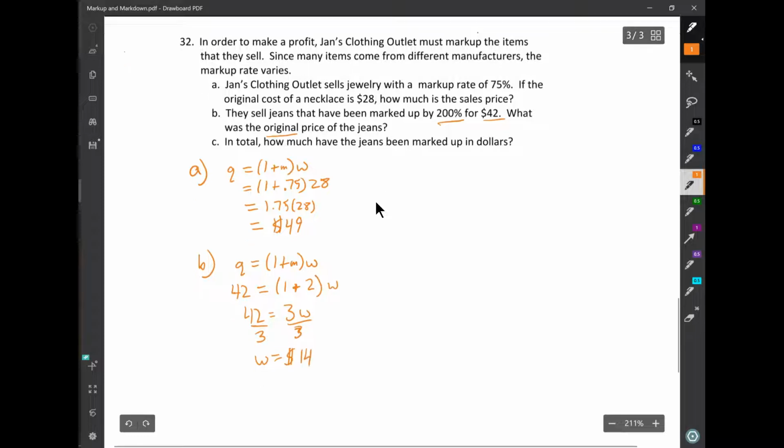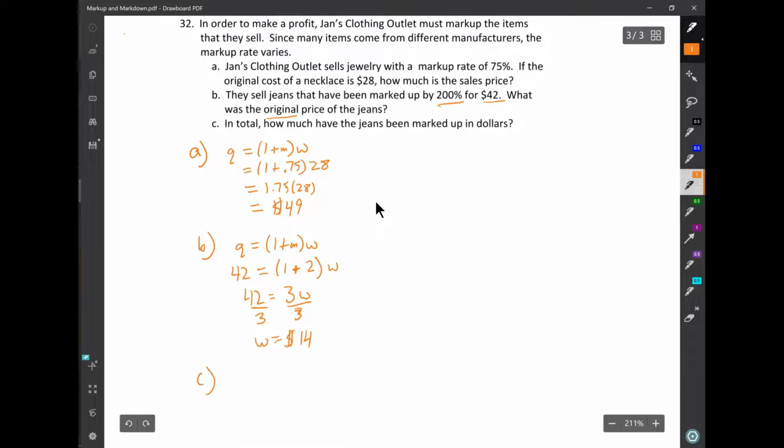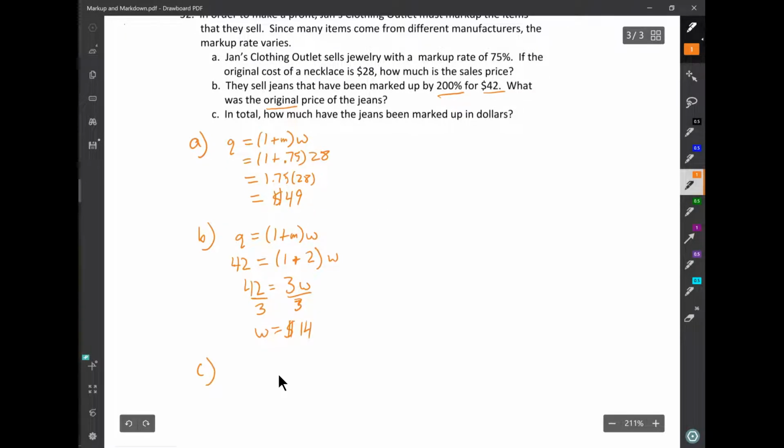200% markup. In total, how much have the jeans been marked up in dollars? So they want the dollar amount that the markup was. So the price is 42. The original was 14. So the difference between 42 and 14 is 28. Is that right? 42 minus 14. Yeah, 28.